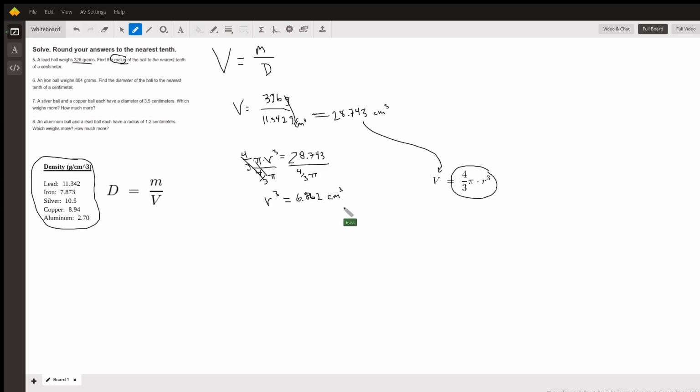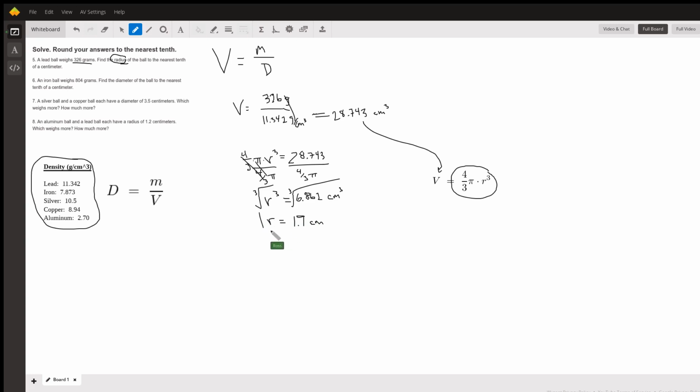The last thing we need to do here then will be to get rid of this exponent 3. To do that, we take the cube root of both sides. That'll cancel out the exponent over here and leave us with r, which is our radius. And then the answer you get, rounded to the nearest tenth, would be 1.9. And in this case, since we're dealing with a radius, the cube root of centimeters cubed is just centimeters.